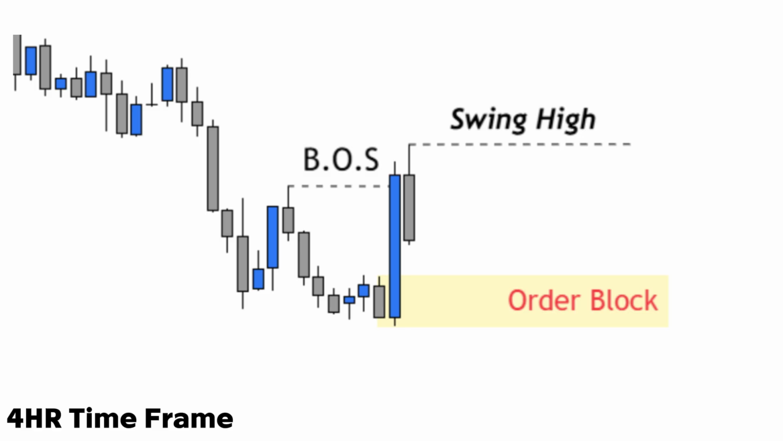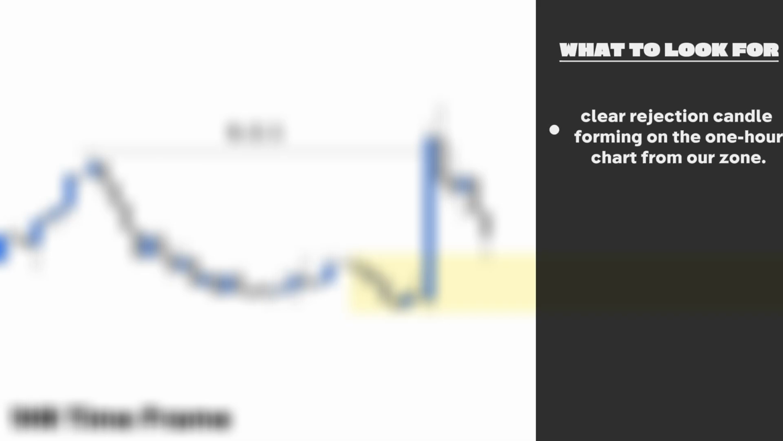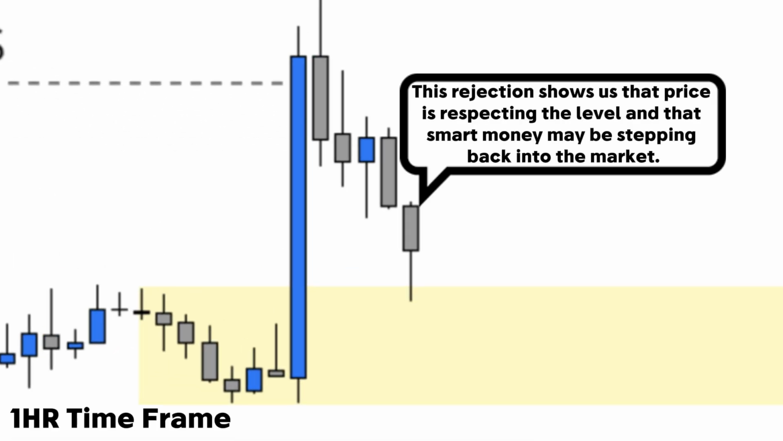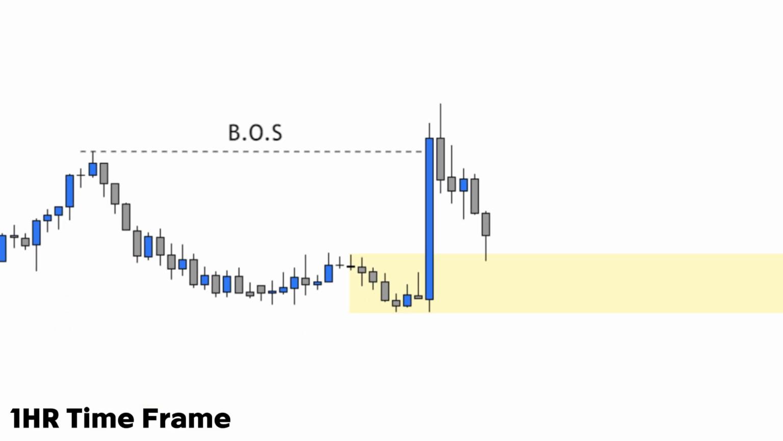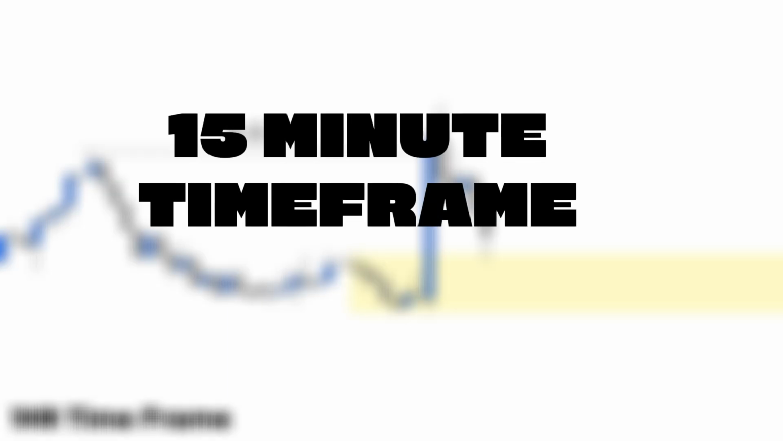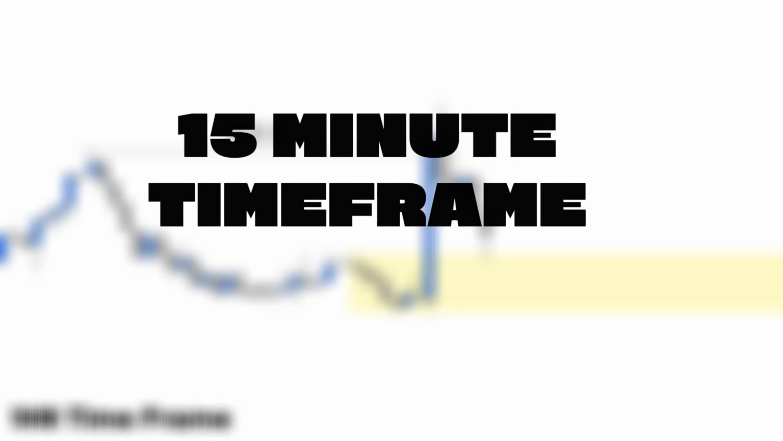Instead, we look for our confirmations on the 1 hour time frame. What we want to see is a clear rejection candle forming on the 1 hour chart from our zone. This rejection shows us that price is respecting the level and smart money may be stepping back into the market. After that 1 hour rejection is confirmed, we then scale to the 15-minute time frame to fine tune our entry.